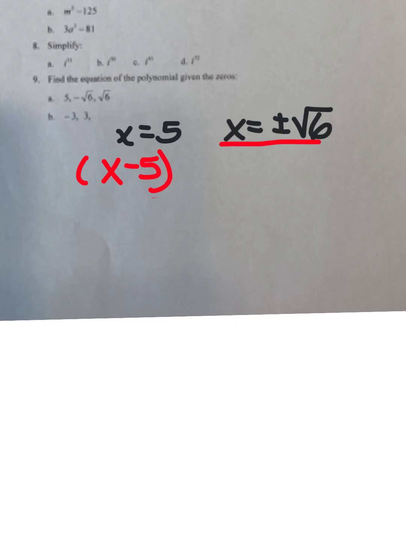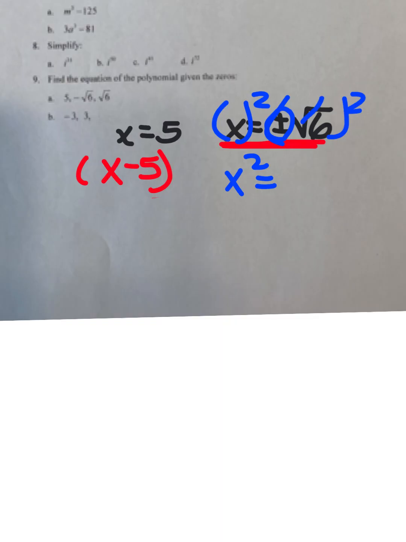Now for the irrational roots, I'm going to complete the square backwards. As long as this is isolated, if it's not isolated, then you have to isolate it. Then I'm just going to square both sides. So I get x squared equals, when I square a plus or minus, it becomes a positive, so my answer is just going to be positive. And when I square a square root, that cancels out and I get 6. If you're not sure, you could always plug it in your calculator. Now if I have my zero here, get the factor. X squared minus 6 is the factor.